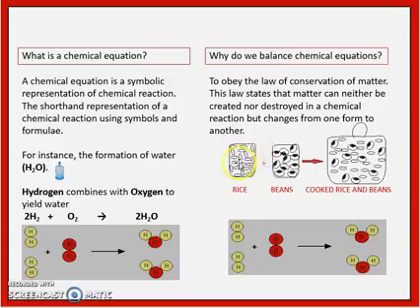So after cooking, nothing was created, nothing was destroyed. The only thing is that the beans and rice changed from raw form to cooked form. So the number of beans and the number of pieces of rice remains the same. That is what the law of conservation of mass is saying. Matter is neither created nor destroyed during a chemical reaction, but changes from one form to another.